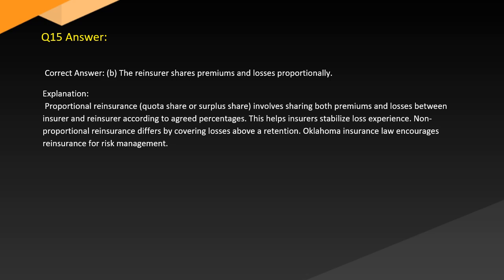Explanation. Proportional reinsurance, quota share or surplus share, involves sharing both premiums and losses between insurer and reinsurer according to agreed percentages. This helps insurers stabilize loss experience. Non-proportional reinsurance differs by covering losses above a retention. Oklahoma insurance law encourages reinsurance for risk management.